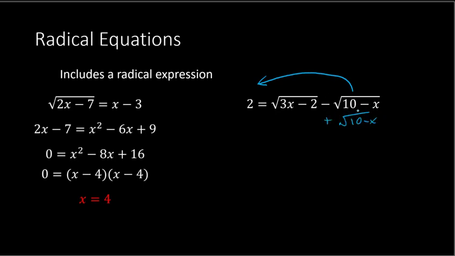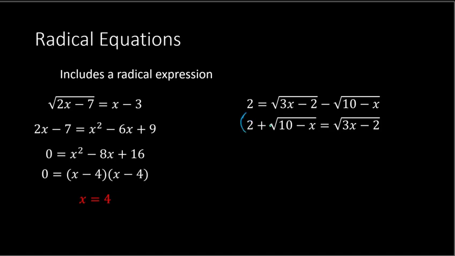So if we add the square root of 10 minus x on both sides, on the right it would cancel. And on the left, we would have plus the square root of 10 minus x. So on the left side, we have 2 plus the square root of 10 minus x. And on the right side, we have just the square root of 3x minus 2. So from here, we can square both sides of the equation. What that does for us is on the right side, the square and the square root will cancel out. And that leaves you with 3x minus 2 on the right.